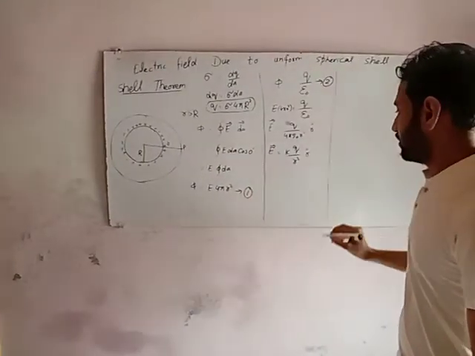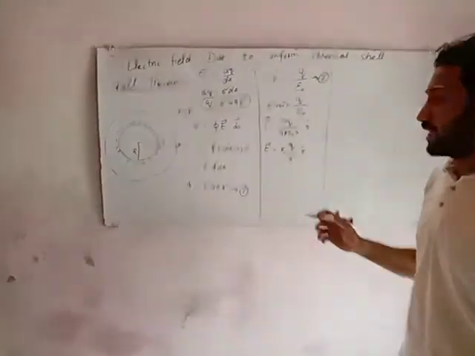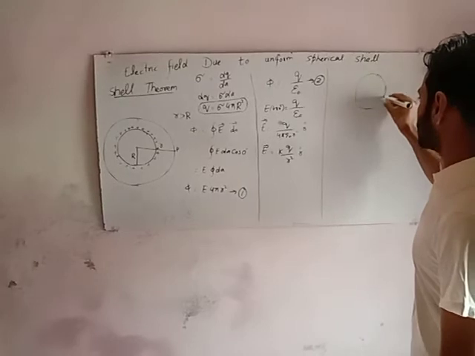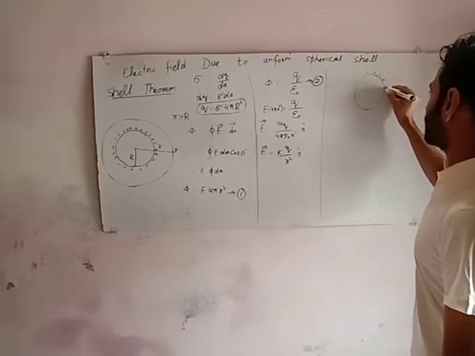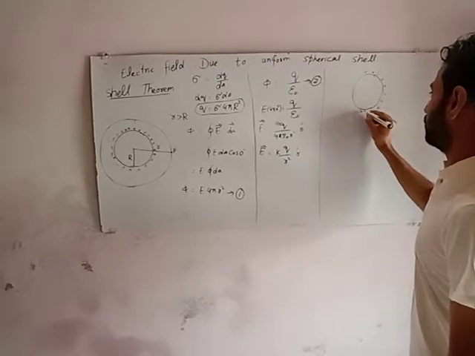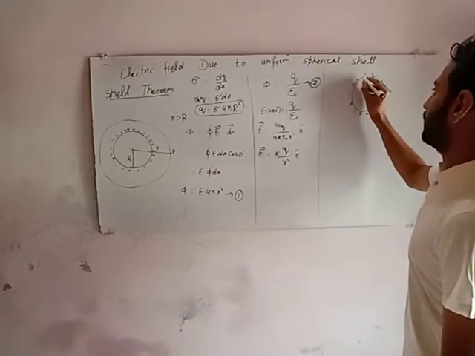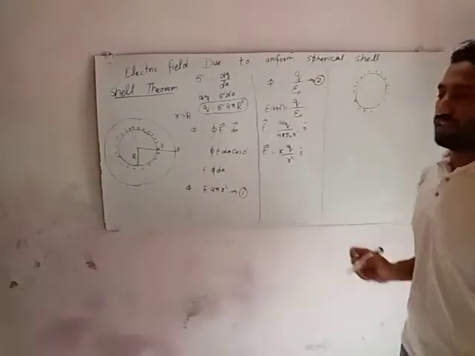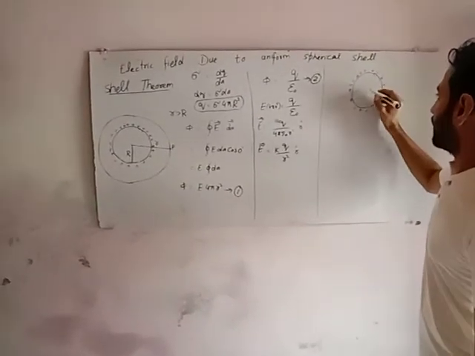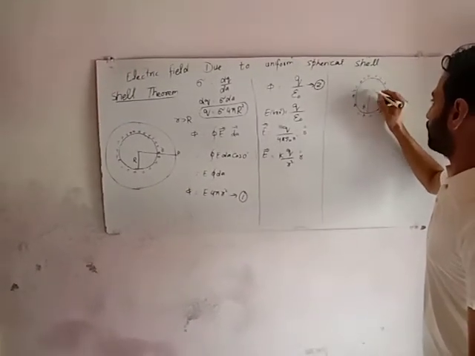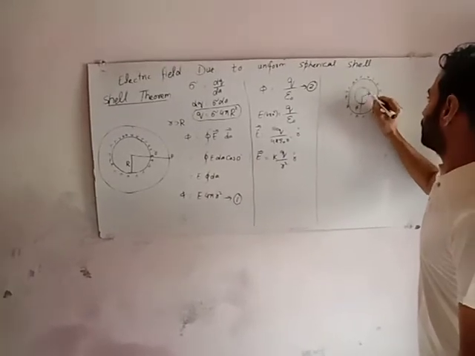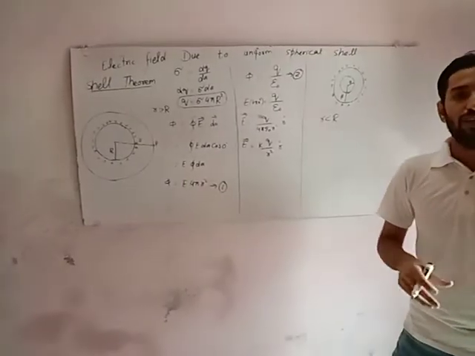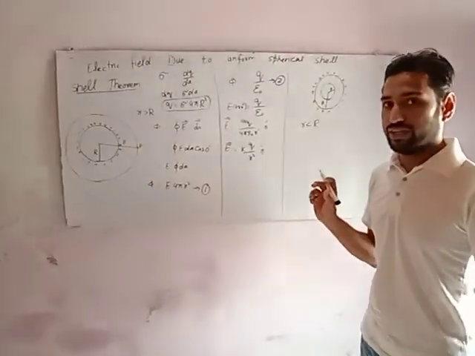Now we will see the second shell theorem. According to the second shell theorem, if a charged particle is kept inside a positively charged spherical shell, it will experience no force. No electrostatic force will be experienced by the charged particle kept inside the spherical charge distribution. Again, we will consider a Gaussian surface of radius r. Now r is less than R because we are calculating the electric field inside the uniform spherical charge shell.